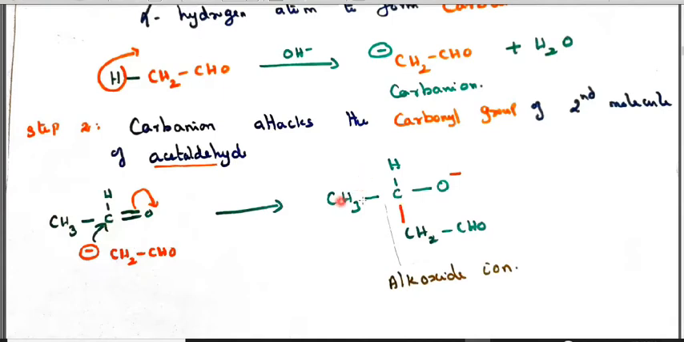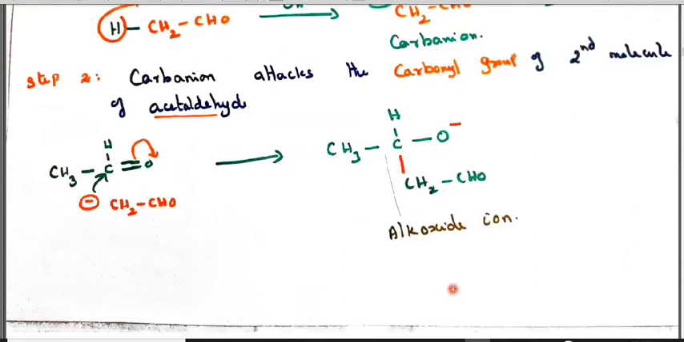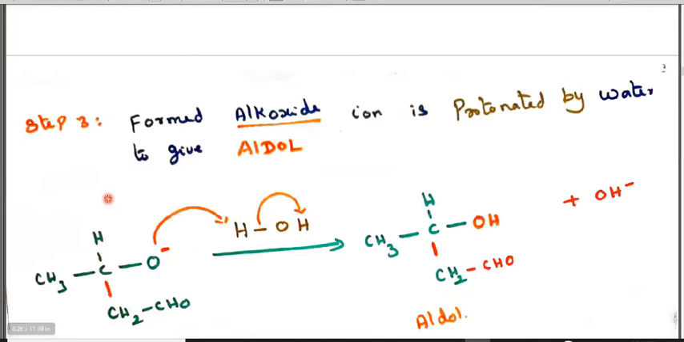So we get CH3CH single bond O minus, and this carbanion donated the bond. A new bond is formed between C and C. This is the significance of aldol: a new carbon-carbon bond is formed. So it is called an alkoxide ion. This alkoxide ion is taken to step 3.